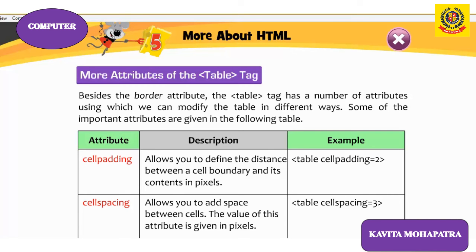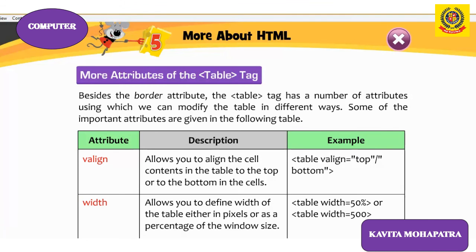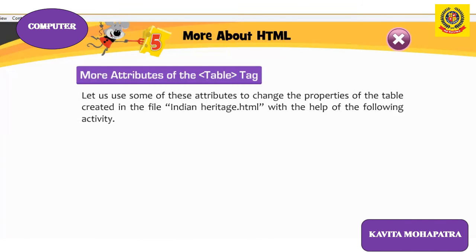The value of this attribute is given in pixels. V-align allows you to align the cell content in the table to the top or to the bottom in the cell. So table V-align equal to top or bottom. Width allows you to define the width of the table either in pixels or as a percentage of the window size. Table width equal to 50% or table width equal to 500%.